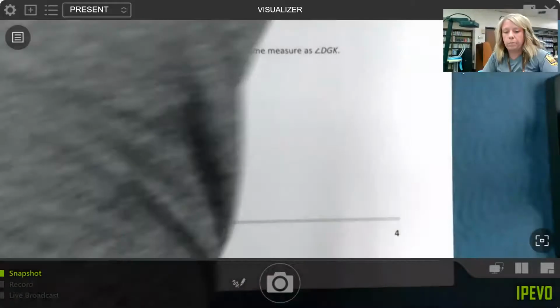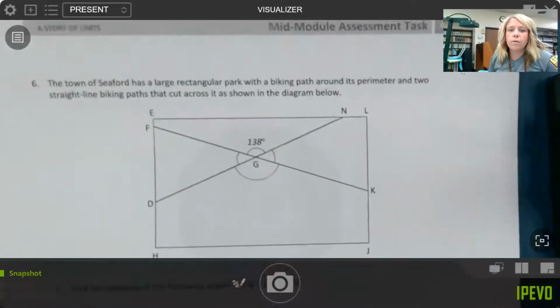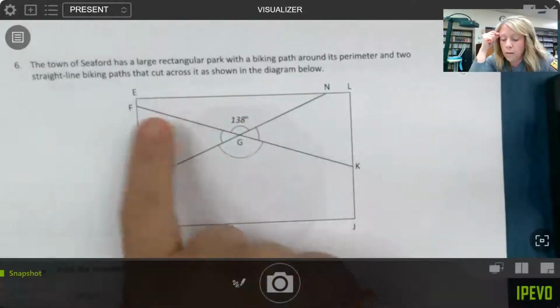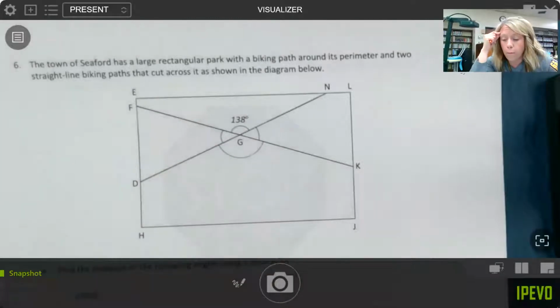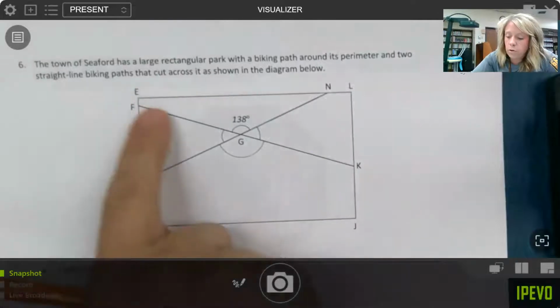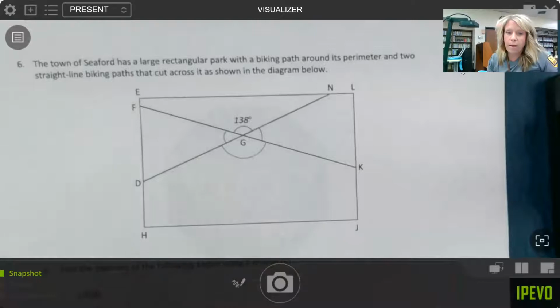Number 6. The town of Seaford has a large rectangular park with a biking path around its perimeter and 2 straight line biking paths that cut across as it's shown in the diagram below. So this is a big park. And it has a bike path going around the perimeter. Remember, that means the outside. 2 straight line biking paths cross over the middle. We need to find the measure of the following angles using a protractor.